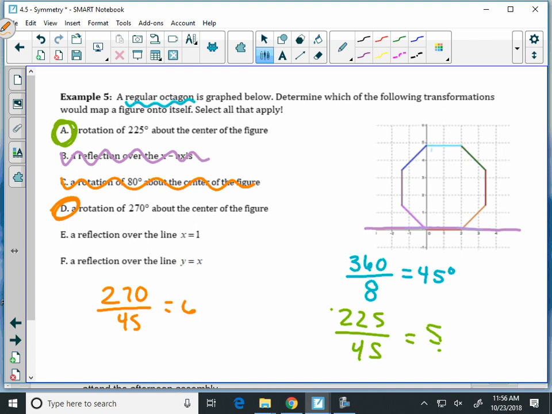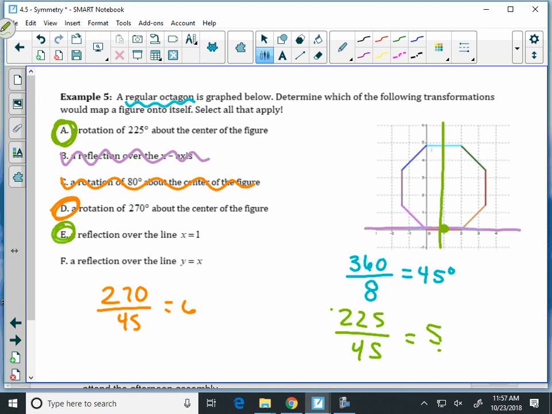E says reflection over the line x equals 1. So I'm going to go to where x is 1. What kind of line are we going to draw through that? Vertical or horizontal? This is saying vertical. Draw it through. Ask yourself, is that a line of symmetry for that figure? Yeah, so that's going to be an answer. If we reflect the figure over one of its lines of symmetry, it will map up onto itself.